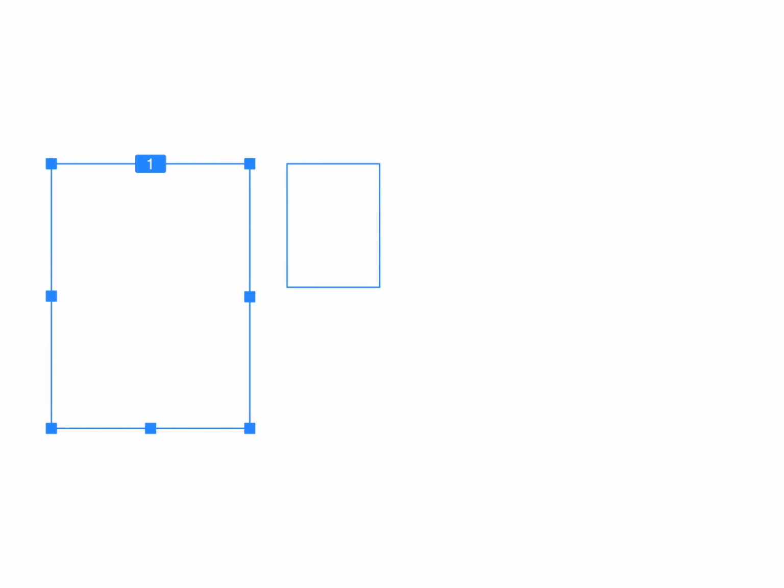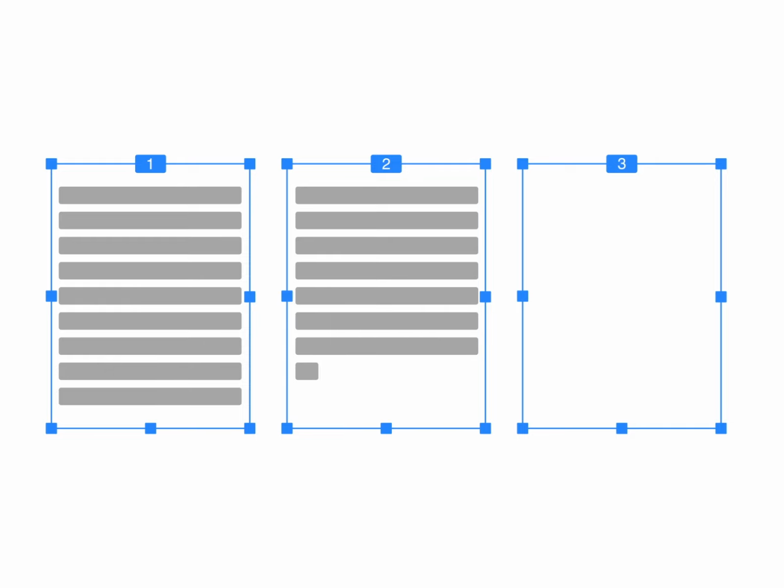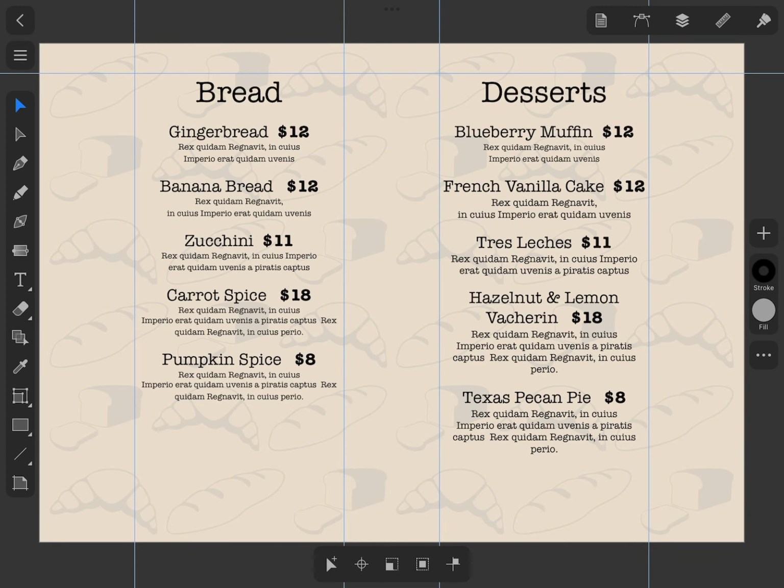Creating columns with flowing text. This video will help you learn about linked text boxes and text that can flow from one text box into another. Before diving into the technical details, let's have an overview of how this object type is used in graphic designs. I've prepared a menu design for a cafe with its own bakery.